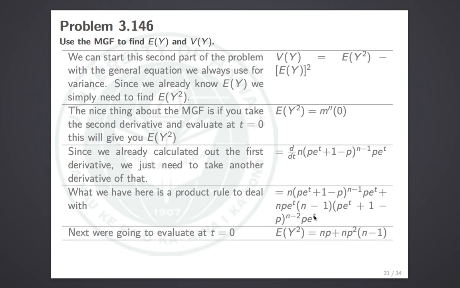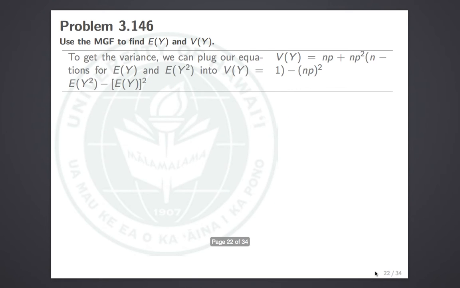So this is e to the t, that's a 1, that's a 1, and then this would be p plus 1 minus p, so that would just be 1 to the n minus 2. But again, 1 to any power is still 1. So that kills pretty much that part. This is what happens in the end after you evaluate for t equals 0.